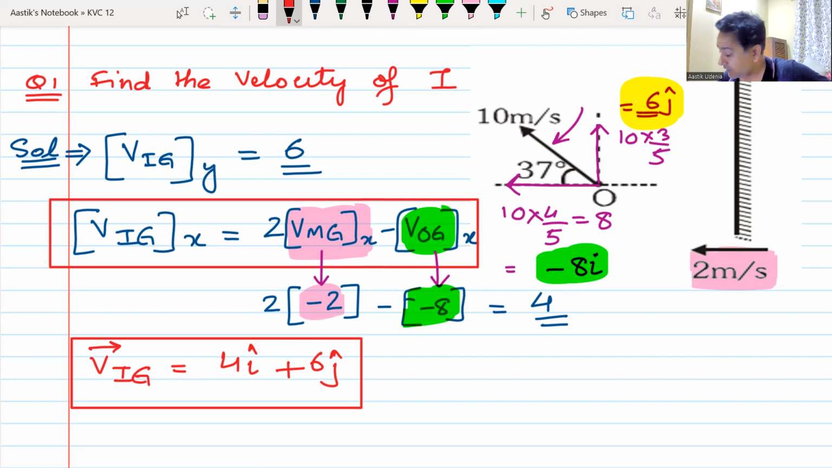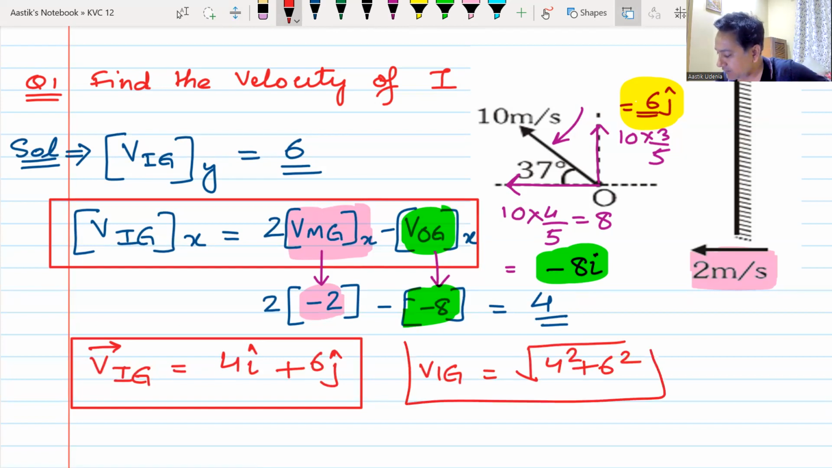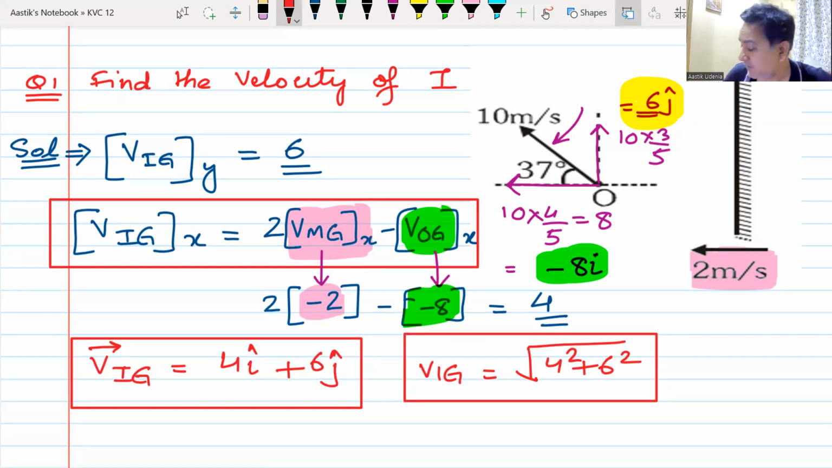If someone asks me what is the magnitude of this velocity, I can call it speed. That will be under root of 4 square plus 6 square. I hope this point is getting clear in everyone's head, and I hope I have done a decent job of solving this question.